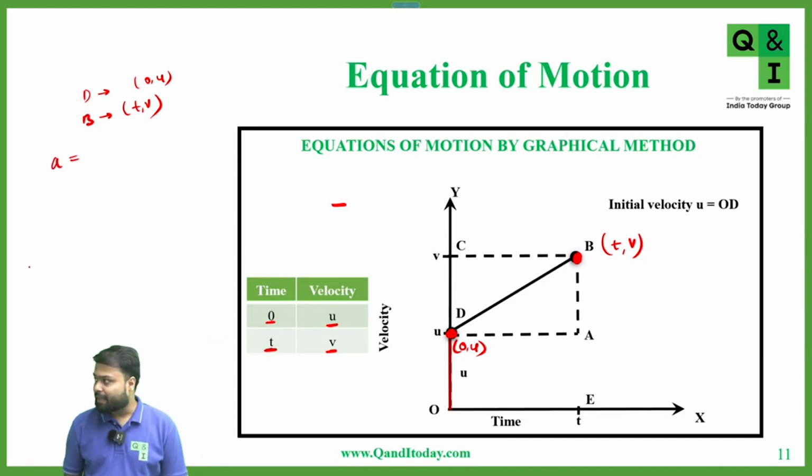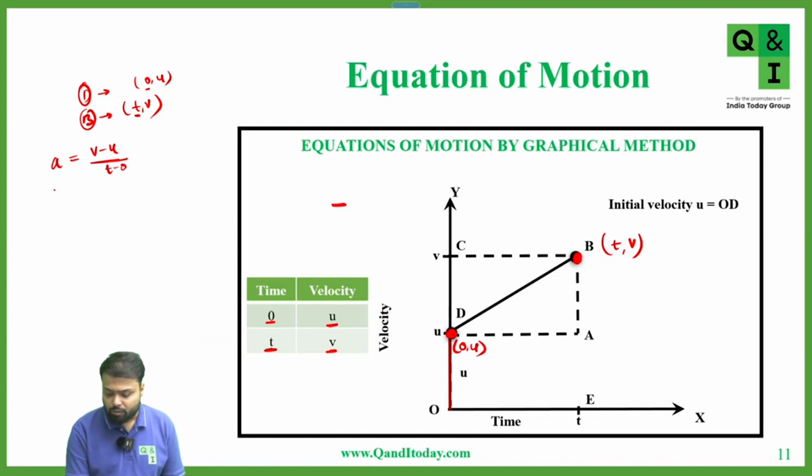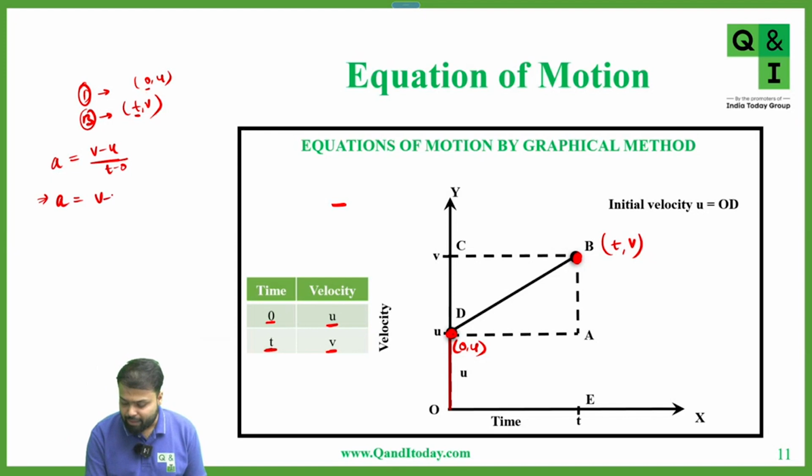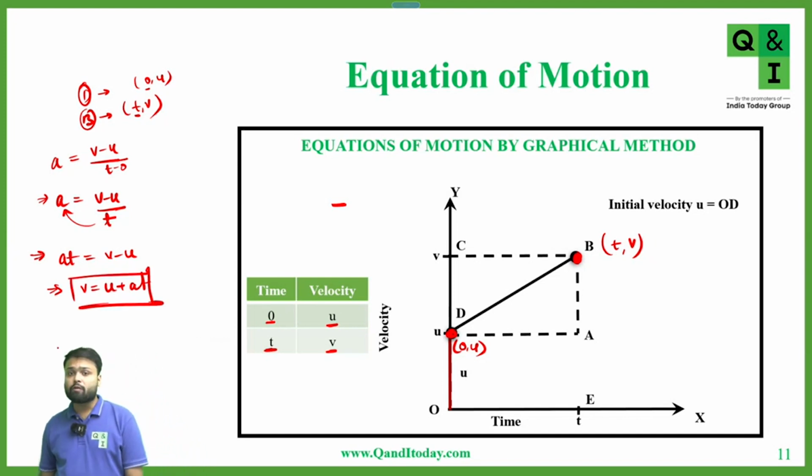Here, slope is nothing but acceleration, the change in y coordinate. Now, the change in y coordinate is the final coordinate minus the initial coordinate, so v minus u, upon the change in x coordinate. The x coordinate finally is t, initially is 0, so t minus 0. So can we say that a is equal to v minus u by t? Now cross multiply: a into t is equal to v minus u, or after rearranging, v is equal to u plus at. Yes or no? Because we know that the slope of the velocity time graph is nothing but acceleration.